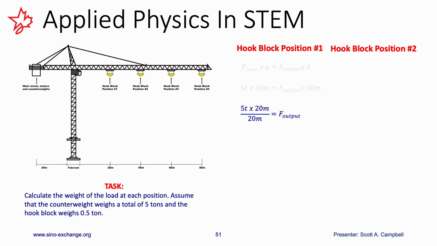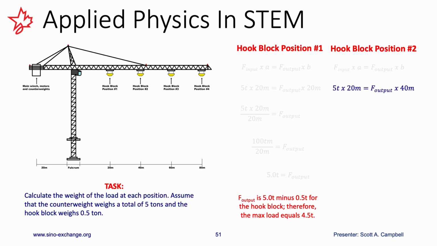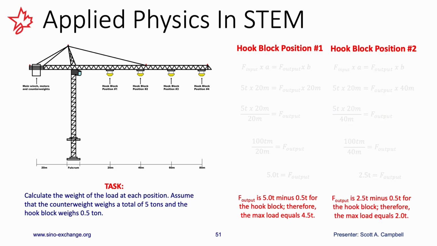Then we isolate our unknown variable, find the product of the numerator, and then simplify, which will leave us with a maximum load of 5 tons at position 1. However, the hook block is equal to 0.5 tons. Therefore, the actual maximum weight of the load is equal to 4.5 tons at position 1. Then we would repeat the process for the remaining positions, and as you can see, the maximum weight at position 2 is only 2 tons.